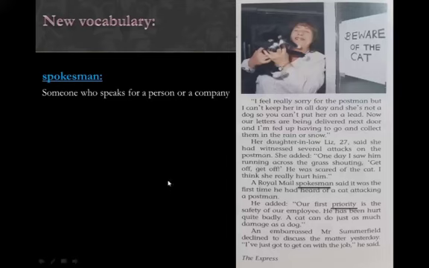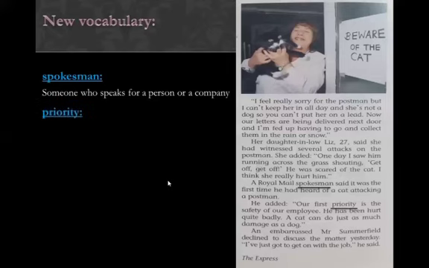Okay, let's go on reading. He added, "Our first priority is the safety of our employees. He has been hurt quite badly. A cat can do just as much damage as a dog." An embarrassed Mr. Summerfield declined to discuss the matter yesterday. "I have just got to get on with the job," he said.